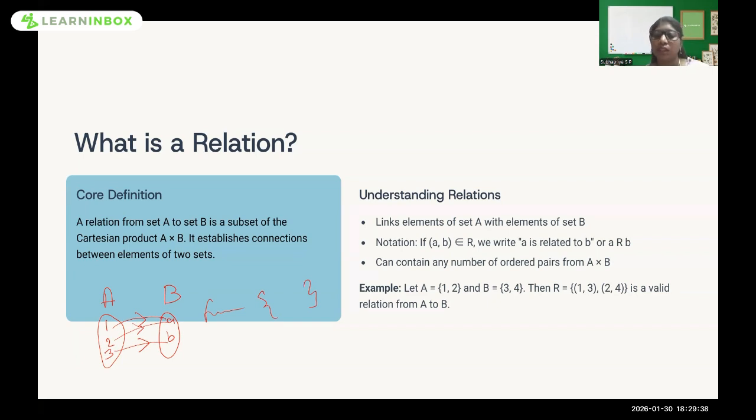Over here, here is an example. A equal to {1, 2}, B equal to {3, 4}. Then what will be our relation? It will be (1, 3) and (2, 4). This will be a valid relation from A to B.